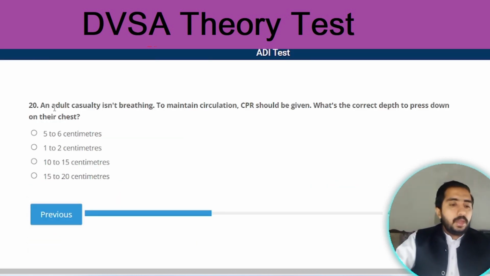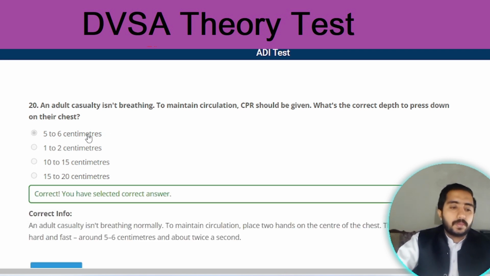Question number 20. An adult casualty isn't breathing. To maintain circulation, CPR should be given. What is the correct depth to press down on their chest? The correct depth to press down on their chest is 5 to 6 centimeters. Option A is the correct one.